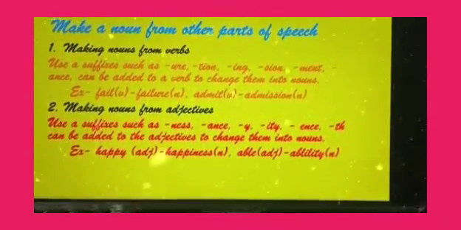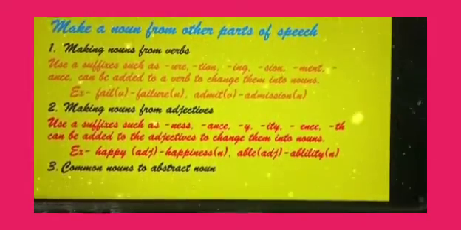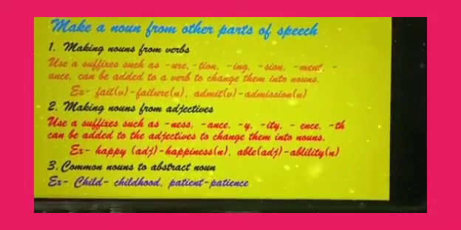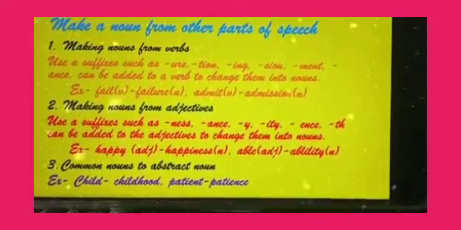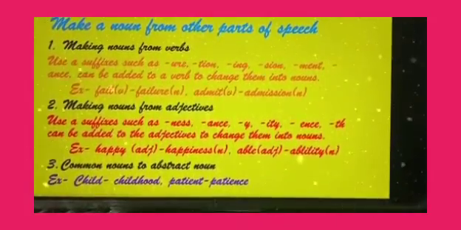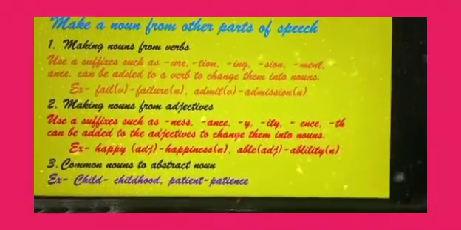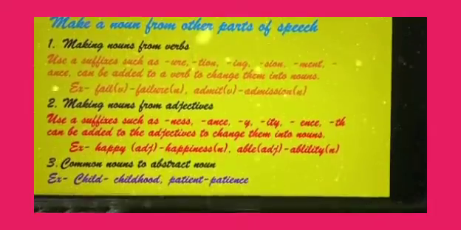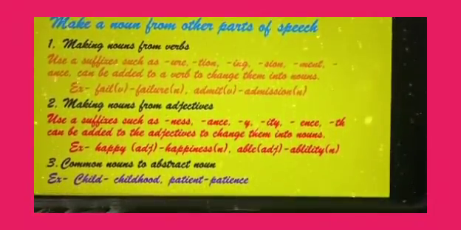Now what is the third form? In the third form, we are changing a common noun to an abstract noun. See the example: child is a common noun and childhood is an abstract noun. Now come to the second example, patient. Patient is a common noun and the abstract noun is patience. I hope you have understood these three forms, my dear students.